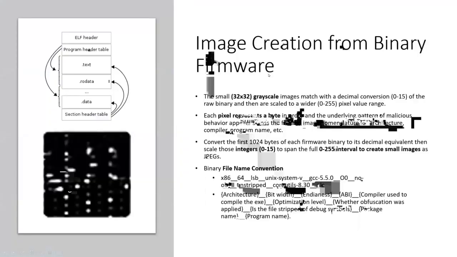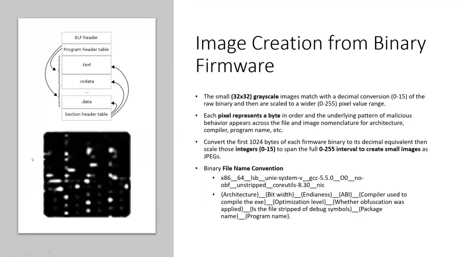So this is kind of the summary of how we created those images. And I've mentioned it's a 32 by 32 grayscale. We converted to integer values between 0 and 15 for each byte. And then we expand that to 0 to 255 to make a grayscale. And this is similar to the technique used by the Stamina project. And then it's important to know that these really are just bytes. And that finally, each one of these has its own file naming convention.